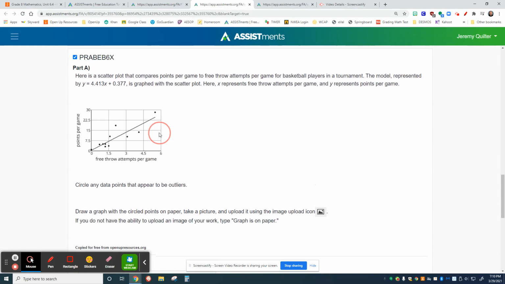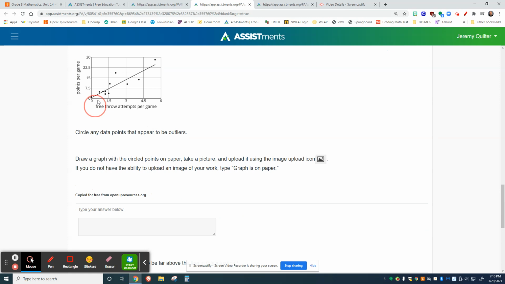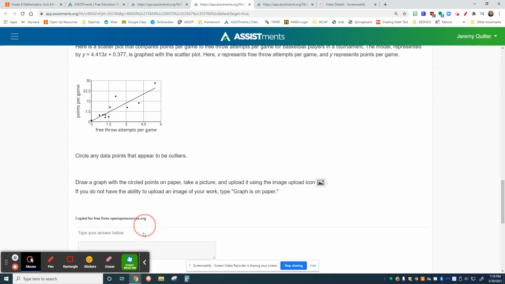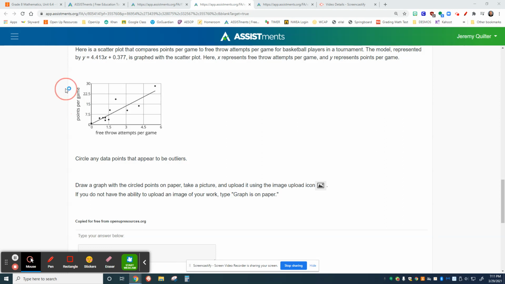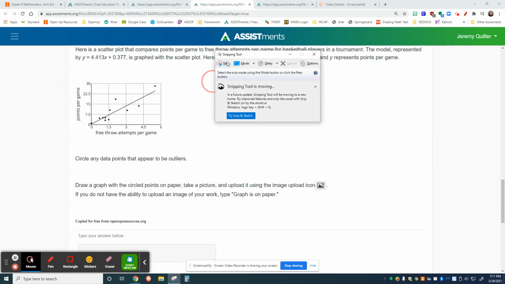The second part of this, we have a scatter plot that compares points per game to free throw attempts for a basketball player in the tournament. The model is represented by the equation y is equal to 4 413 thousandths times x plus 377 thousandths. It's graphed here as a linear model, and your job is to do a screen capture of this right here. So take your keyboard and get that little screen capture shortcut on it. Mine, of course, is different on a PC.